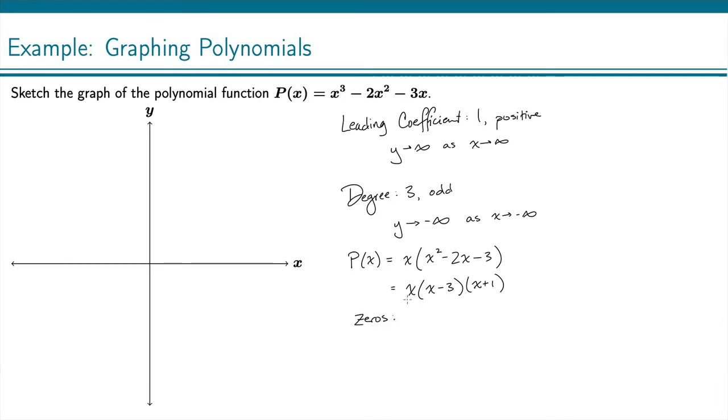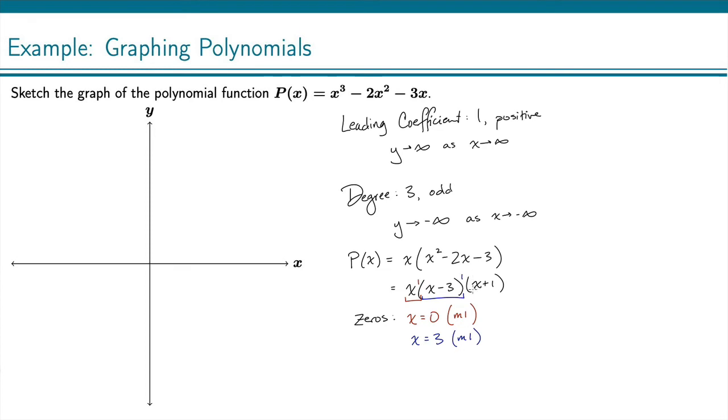So we have, first of all, this factor, set it equal to 0. We get x equals 0. And that has a multiplicity of 1, because the exponent on that is 1. And then we have this factor, x minus 3. And if we set that equal to 0, we get x equals 3. And that also has a multiplicity of 1, because the exponent on that is 1.